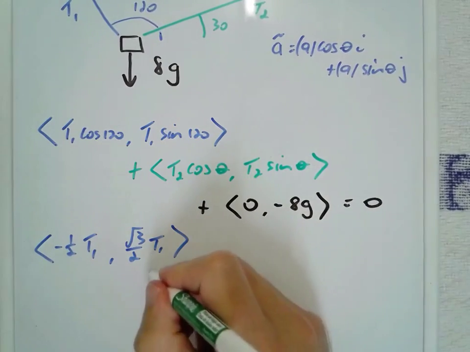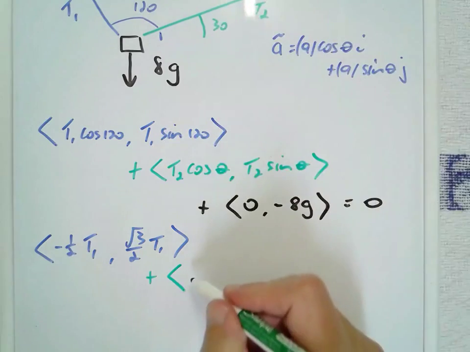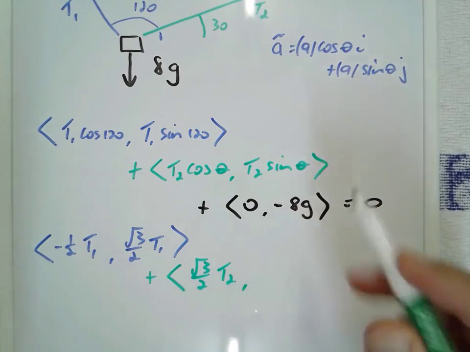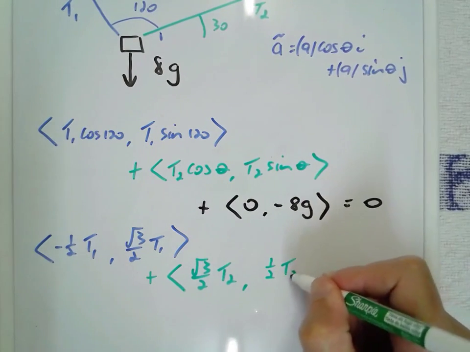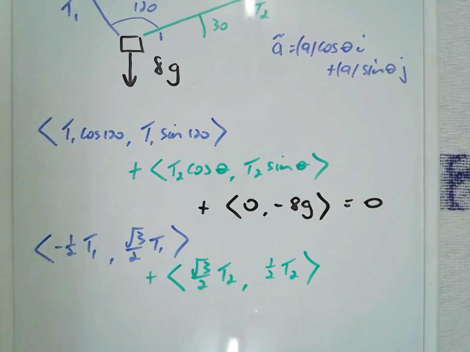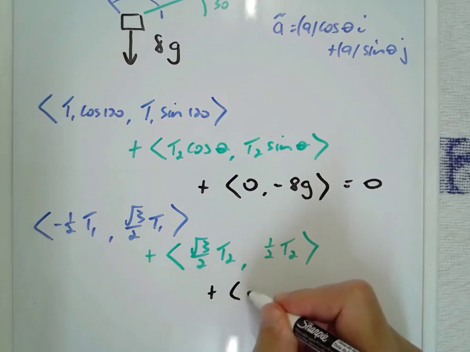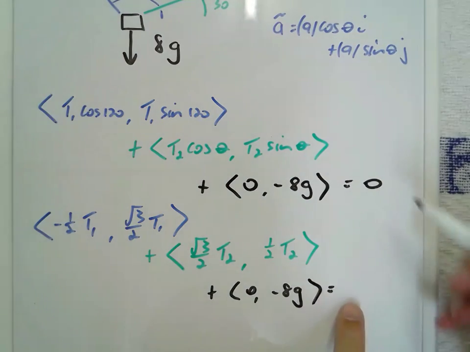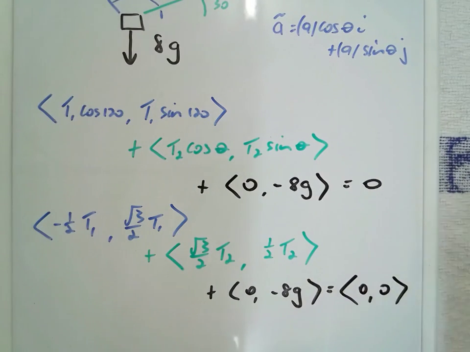And our green one, cos 30, root 3 on 2, and sine 30 is a half, and then our black one is plus 0. Now out here the 0 vector is actually a vector 0i plus 0j.